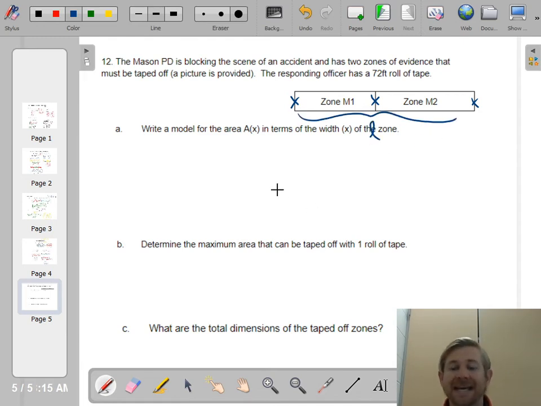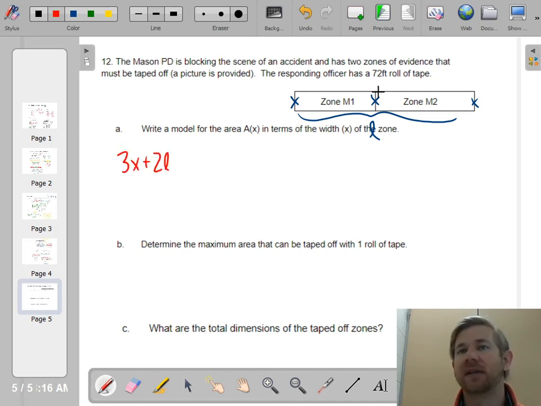So first thing, you got to find 2 equations. It doesn't matter if you can connect them right off the bat. Just find 2 equations. What would the perimeter of this be? There are 3 x's and there are 2 L's: x plus x plus x, L plus L. And if you have 72 feet of tape, that's a perimeter.